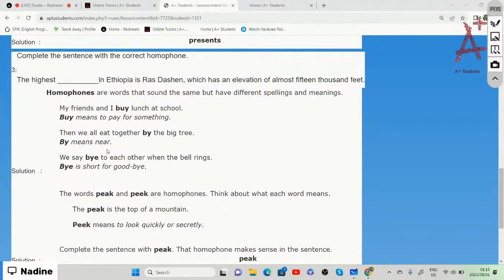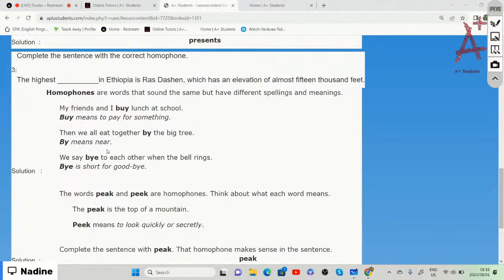The first word, peak, is the top of a mountain. And then we have peek, spelled P-E-E-K, which means to look quickly or secretly. It's like you're looking through something secretly. Usually peek would refer to looking through a small little hole, peeping or peeking.